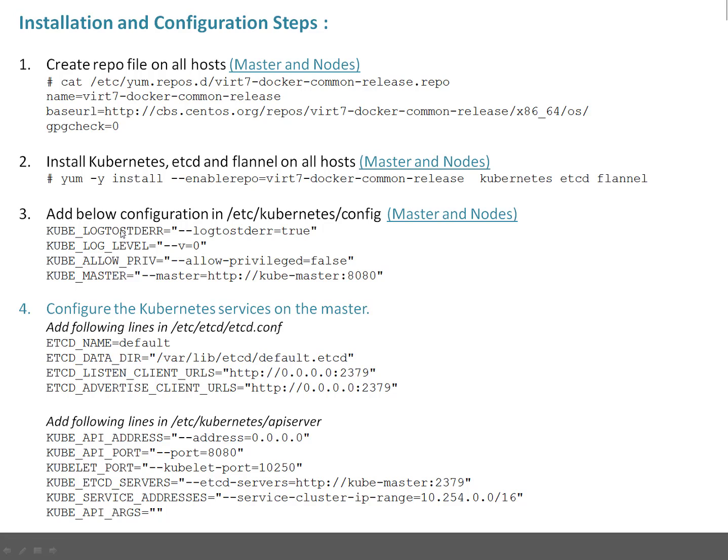So the KUBE_LOGTOSTDERR. I'm saying log to standard error, that's true. After that I got setting KUBE_LOG_LEVEL, minus v is equal to 0. What it mean? 0 is basically debugging is on. After that I got KUBE_ALLOW_PRIV, that's allow privilege is set to false. What it mean? Cluster is not allowed to run privileged Docker containers.